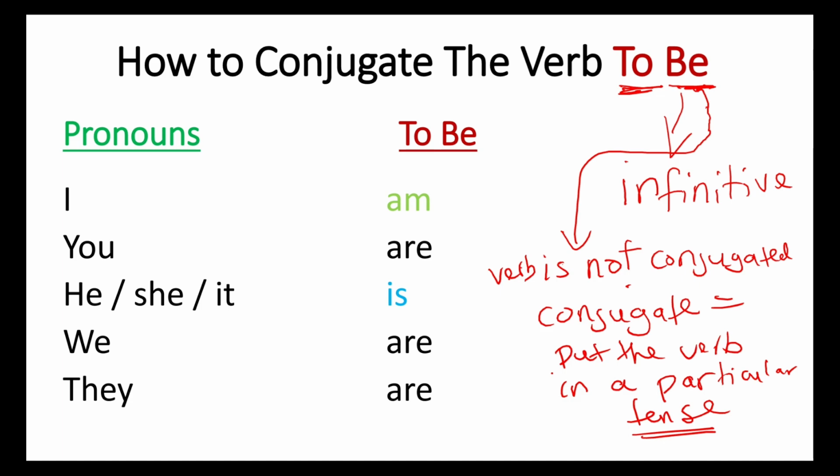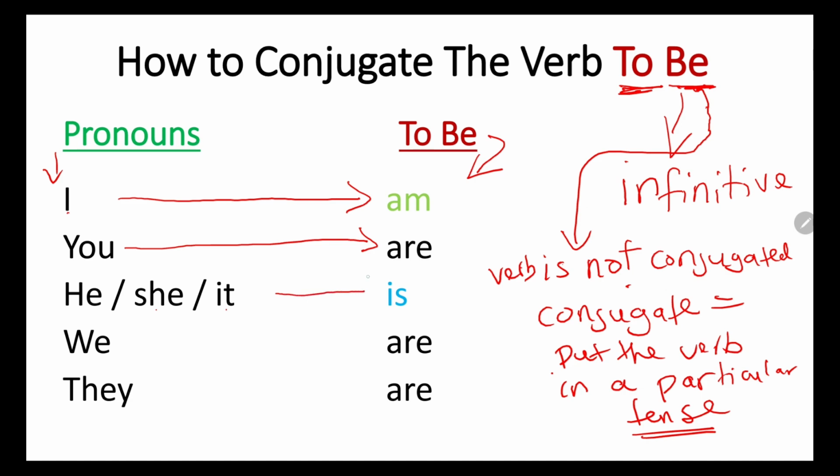Now, we are going to conjugate the verb to be. You have your pronouns on this side, and you have the verb to be conjugated on this side. What are you going to say? You're going to use your pronoun here, I am. So be will change to am. You are. He, she, it is. We are. They are.